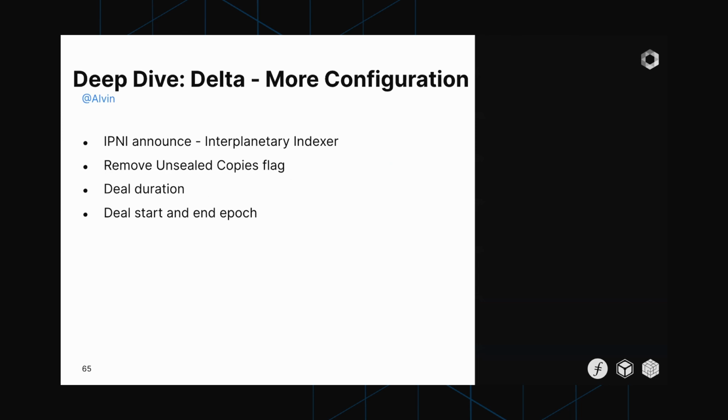You can ask Delta to announce the content on the Interplanetary Network Indexer. You can also flag if the SP needs to remove or keep the unsealed copies. You can also set the duration, the start, and then the end epoch.